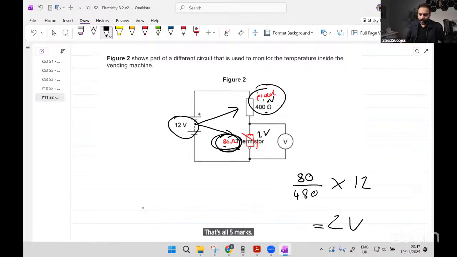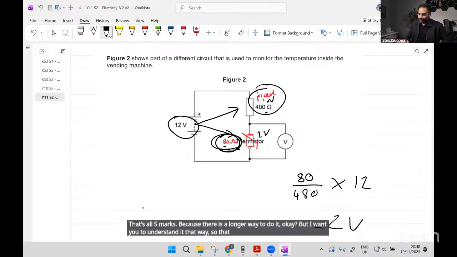Because there is a longer way to do it. Okay, but I want you to understand it this way so that you can understand how thermistors actually work and how light dependent resistors actually work. They are basically reallocating the voltage from one place to another. And that is why it's 2 volts.